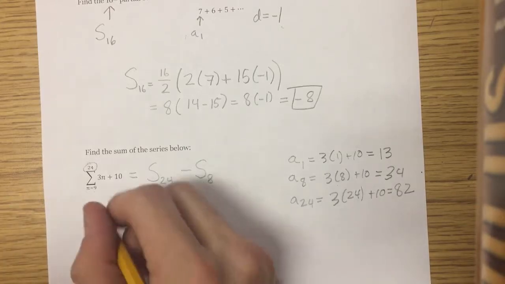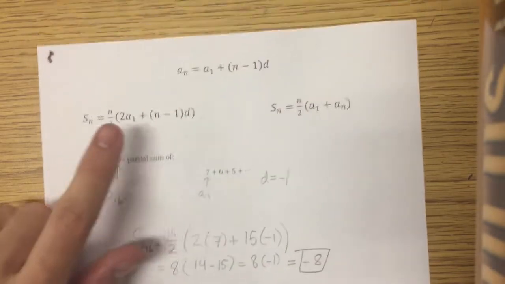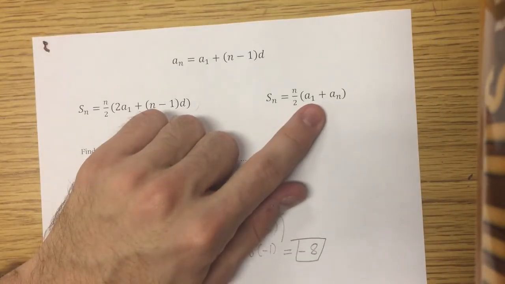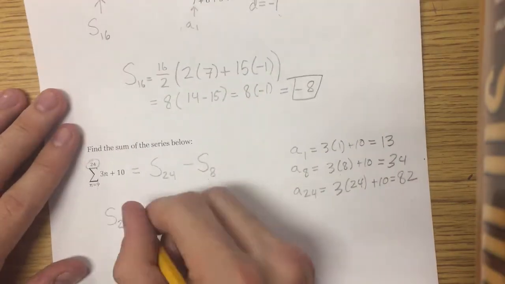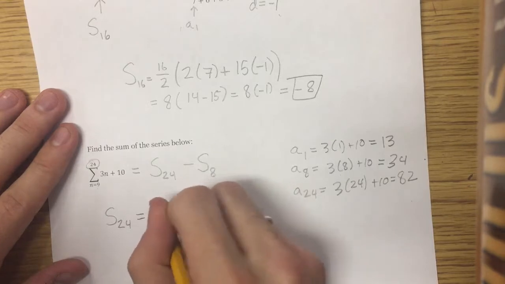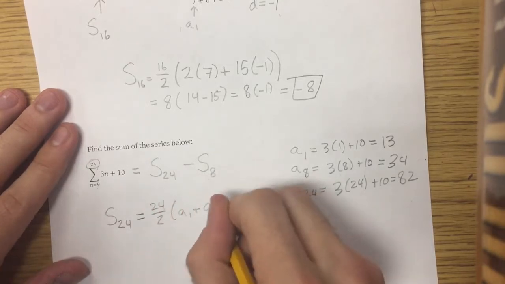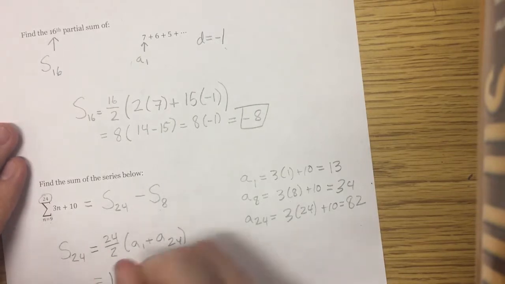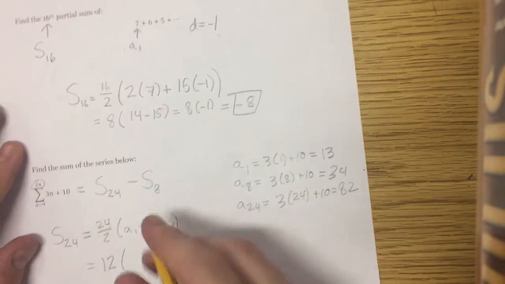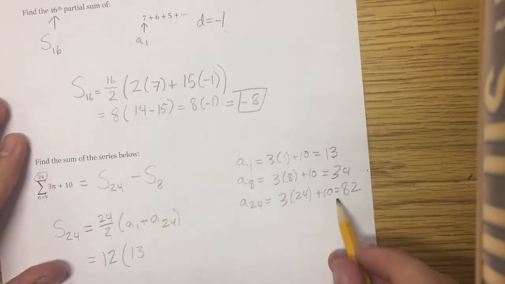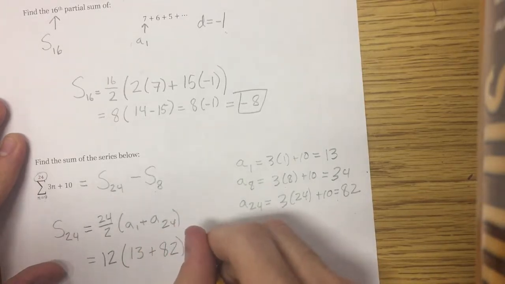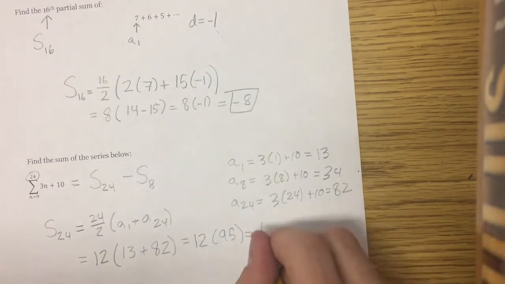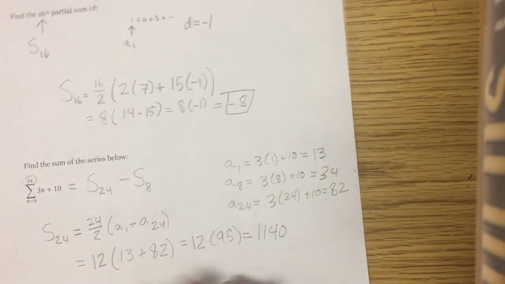Okay, so let's do that. So first, S24, well, we've got our two equations up here still that we can use. And this time, we can use this one. We're going to use n over 2 times A1 plus AN. So I'm going to write this one out with n as 24. We have 24 over 2 times A1 plus AN, and n here is 24. Because now we've got A1 and A24. So we've got all the information we need here. So this is then just 12, because it's 24 divided by 2, times 13 for A1, plus 82 for A24. So this is then 12 times 95, which is 1,140. Okay, so we've got S24, but we still need S8.